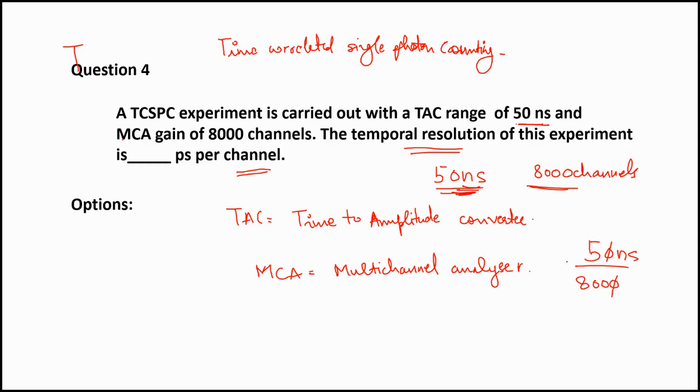We have to give the answer in picoseconds per channel. So first this nanosecond will be converted to picoseconds, which is of the order of 10 to the power 3. These will cancel and only 10 will be left, so that will be 50 upon 8. Just try to calculate 50 divided by 8. It is coming 6.25. Okay, so this is our answer.